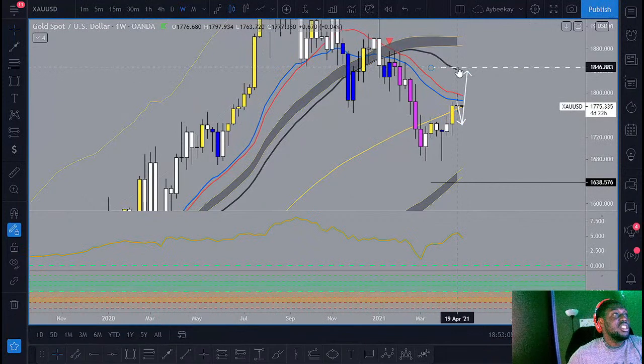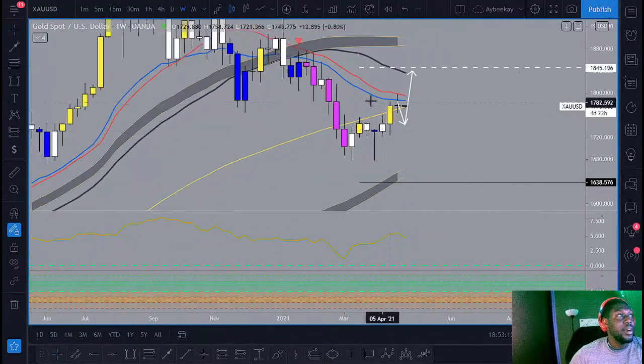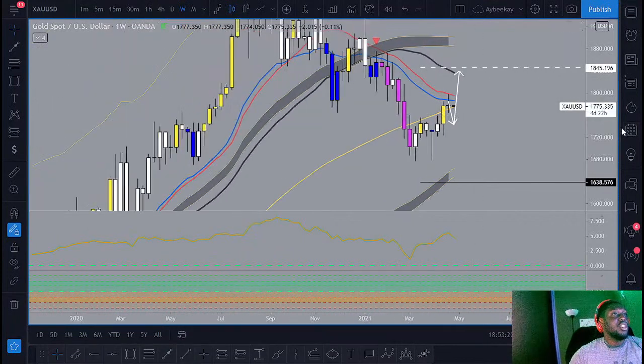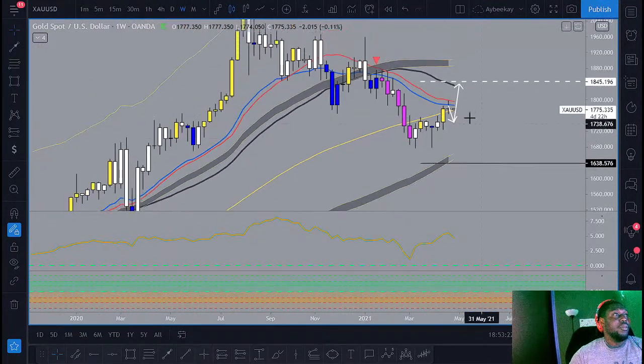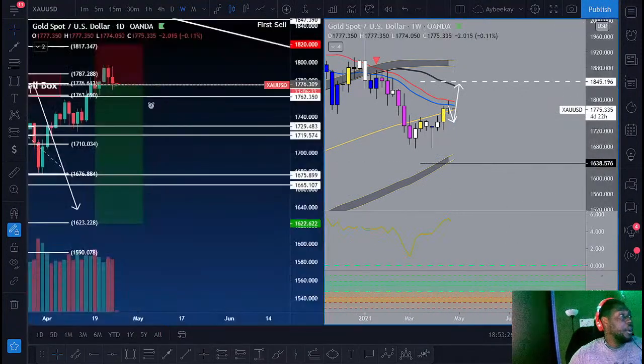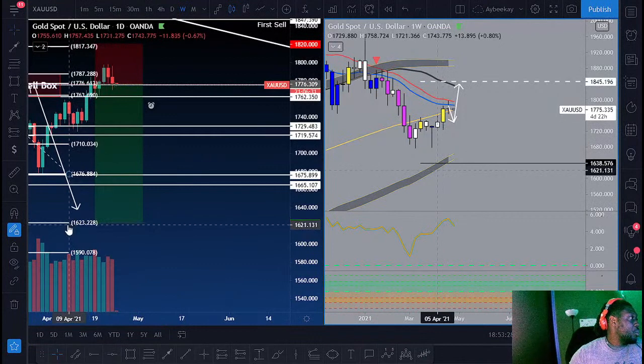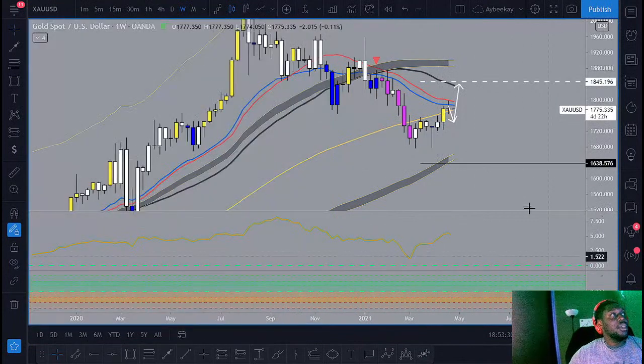which I still like to sell on the weekly, and price is still rejecting off of the momentum line, which is the red line right here, and the compass, which is the blue line. So I still like the chances of gold still dropping down. And 1638 right there matches up with almost 1623, so it's good enough for me.